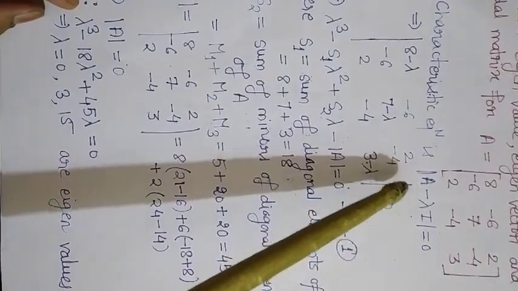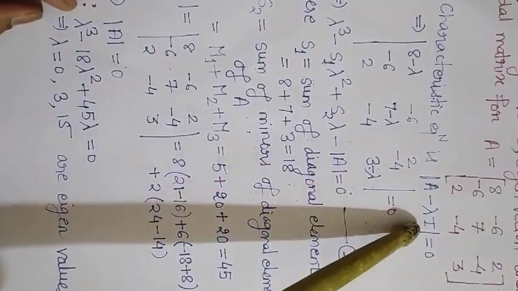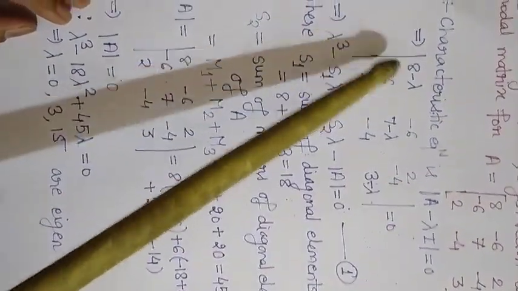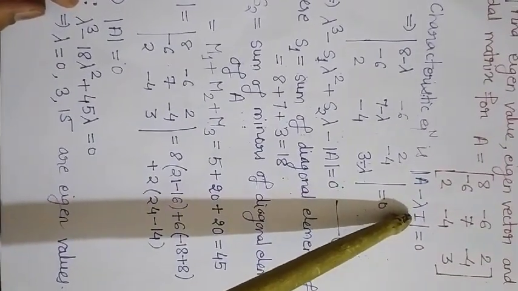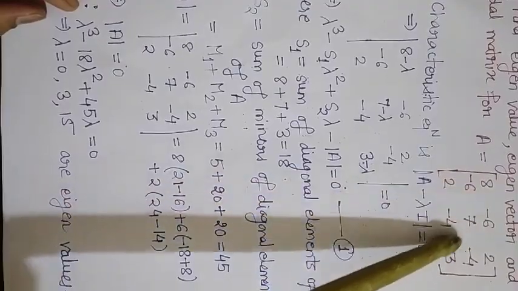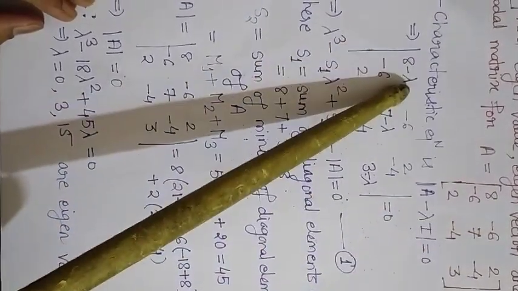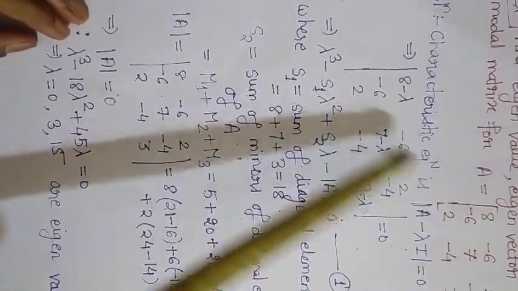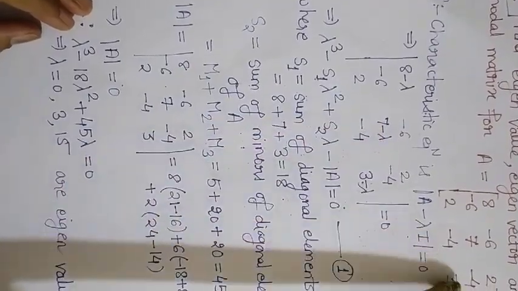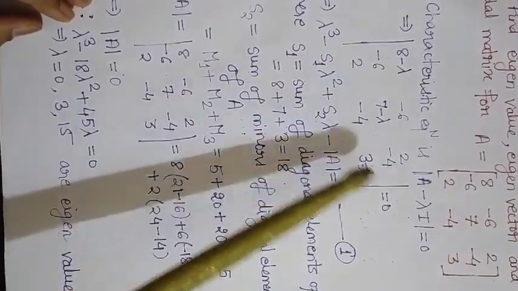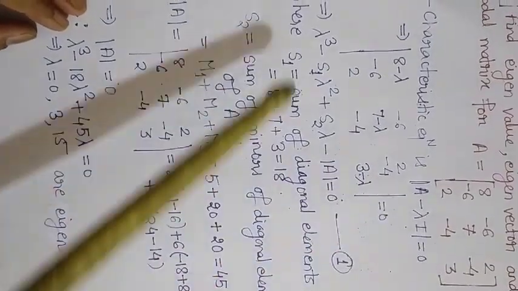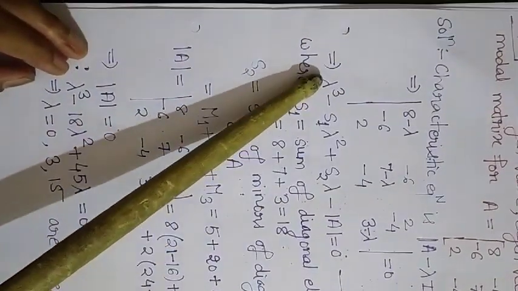The characteristic equation is determinant of A minus lambda I equal to 0. Right. So how to write A minus lambda I? I told you in the earlier video lecture that from the diagonal elements subtract lambda. So 8 minus lambda, 7 minus lambda, 3 minus lambda, whereas the remaining elements are as they are, equal to 0. Now let us simplify this.